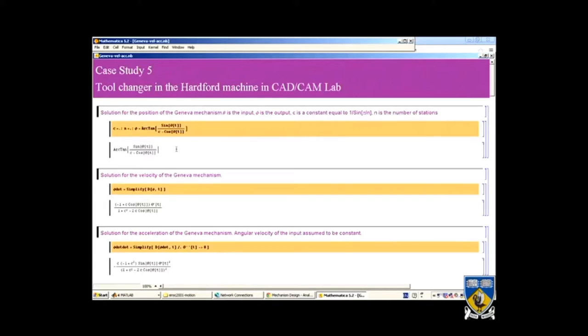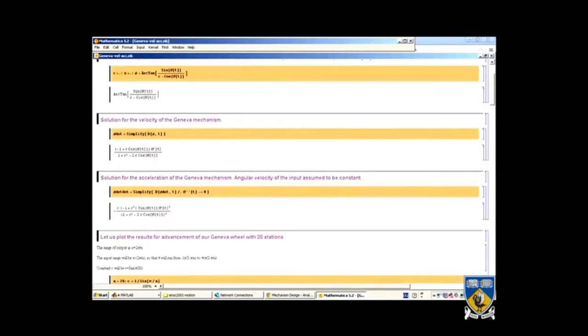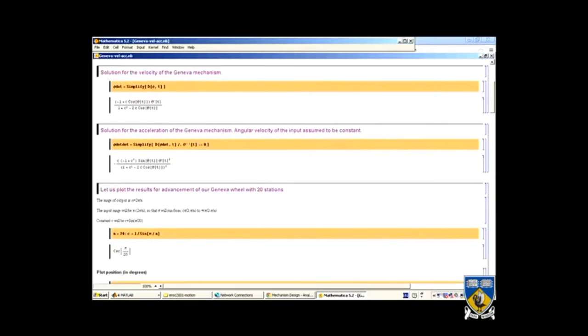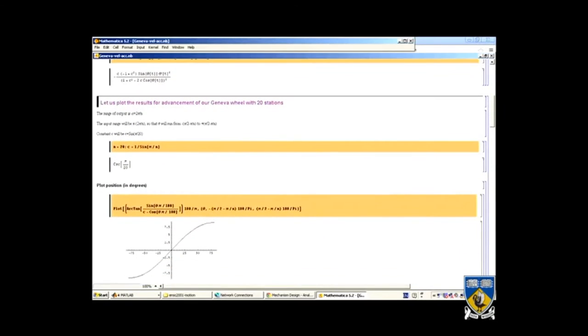Okay? Then velocity I do by differentiating. So I am getting this thing, which in all probability is the same as the green stuff I have here. And then I do the acceleration by differentiating again. Okay, so I have the equations, and now let us look at the results. How do the results look?